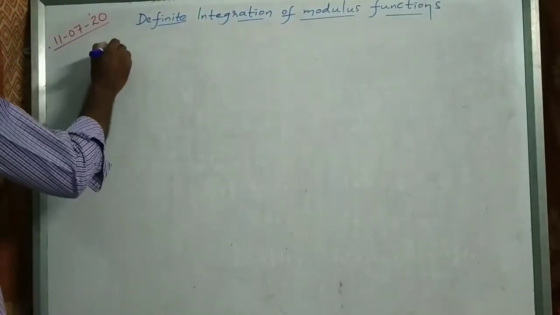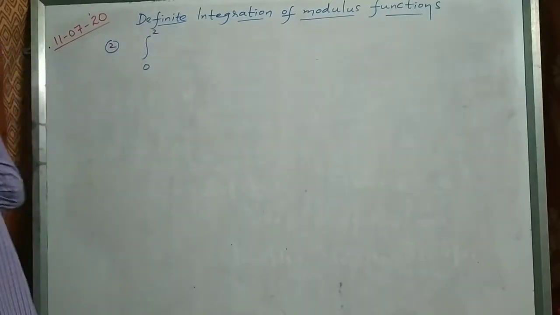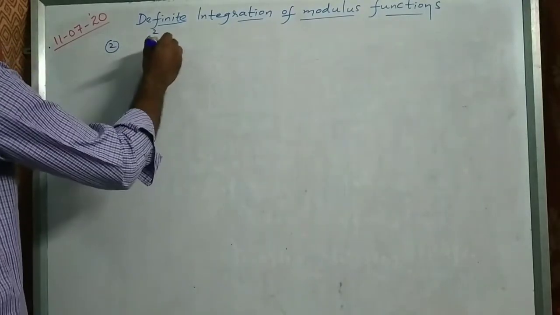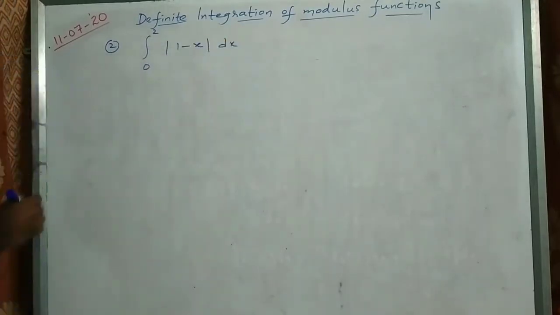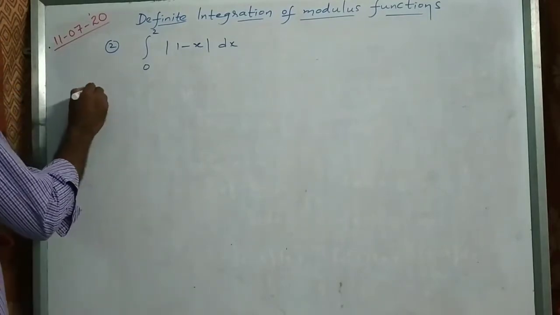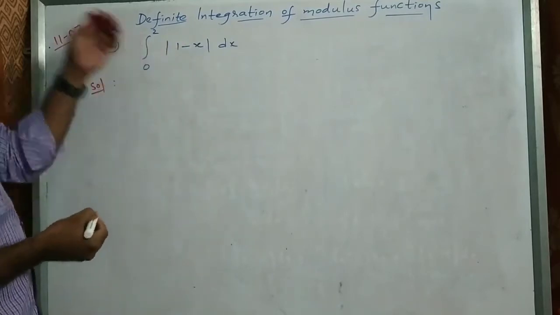Let us see the second problem. Integral 0 to 2 of mod 1 minus x dx. Okay. This problem, what is the stationary point here? Only 1, x equal to 1.